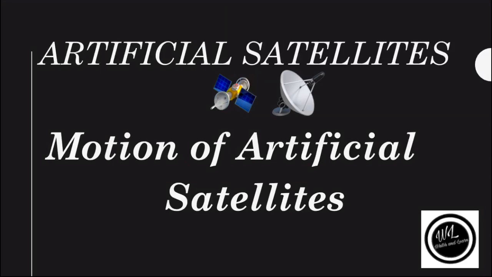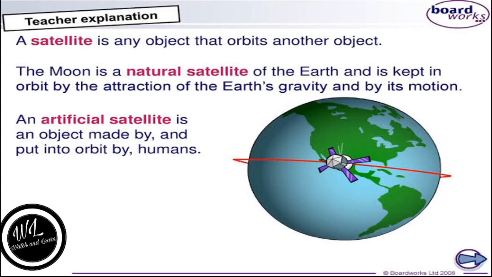This is day 4 in week 3 of class 9 physics, and today we are going to discuss artificial satellites and the motion of artificial satellites. So firstly, we need to know what satellites are, or how we can define satellites. An object that revolves around a planet is known as a satellite, or a satellite is an object that orbits another object.